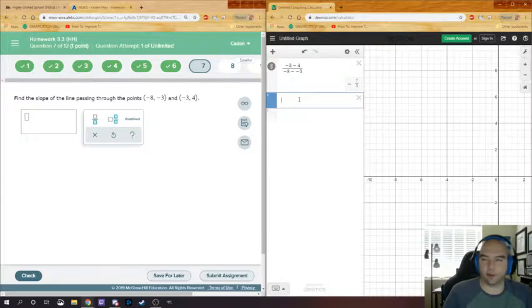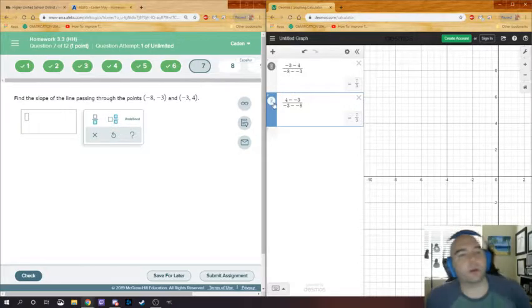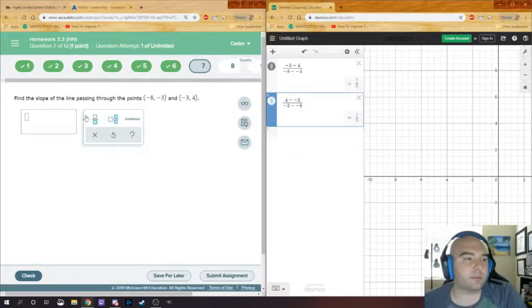That's a flashback from earlier. But let's say I did it reverse. What if I did 4 minus negative 3 all over negative 3 minus negative 8. Oh, look, the same exact answer. So it really doesn't matter if you use the first set in front of each row or the second set in front of each row. It gives you the same result.